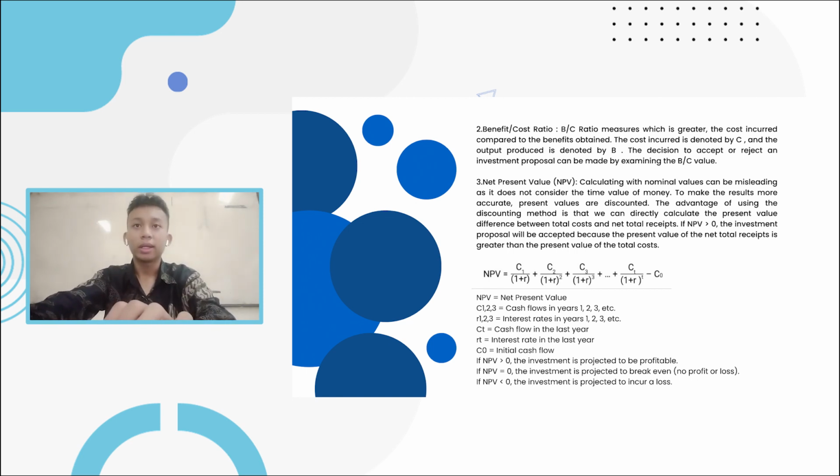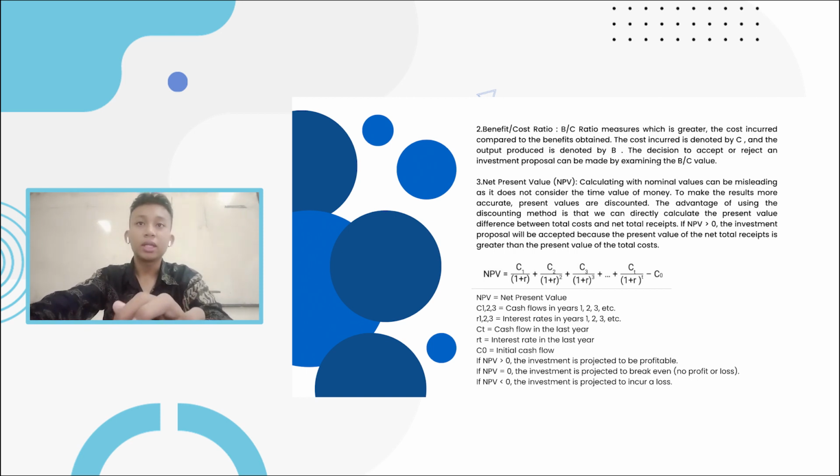NPV equals net present value. C1, C2, C3 are cash flows in years 1, 2, 3, etc. R1, R2, R3 equal interest rate in years 1, 2, 3, etc. CT equals cash flow in the last year. RT equals interest rate in the last year. C0 equals initial cash flow.